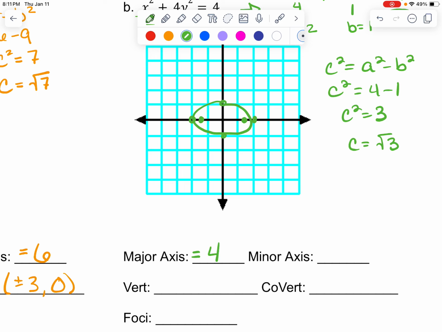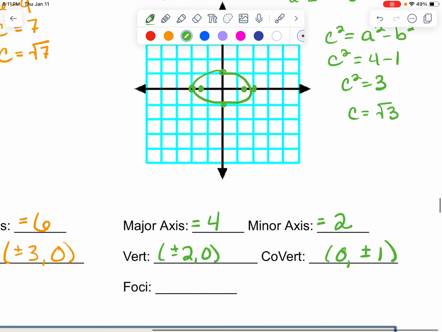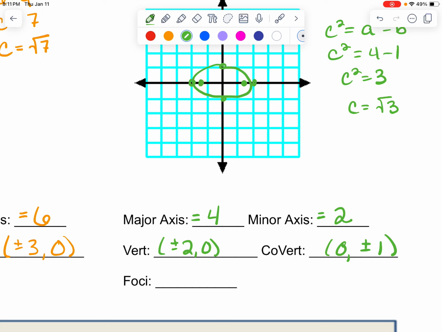My minor axis has a length of 2. My vertices this time go left and right, so they're at positive or negative 2, 0. And my co-vertices go up and down at 0, positive or negative 1. The foci also go left and right, so these are at positive or negative square root of 3, 0.